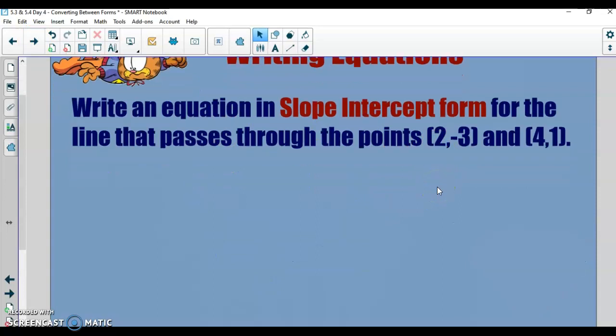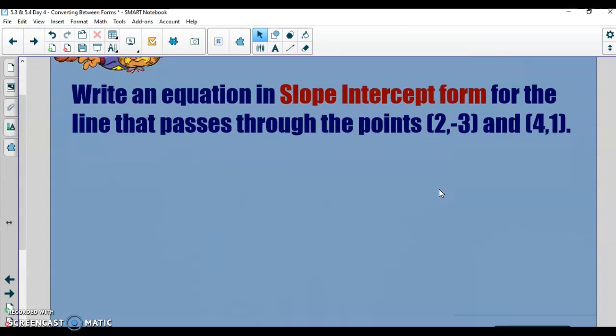If you're given a question like this, where it says write an equation in slope intercept form for the line that passes through the 2 points 2, -3, and 4, 1. So the first thing we have to do is we have these 2 points, and we have to figure out how to calculate slope. So this is in a previous video that goes over calculating slope between 2 points, so I'll just do it real quick.